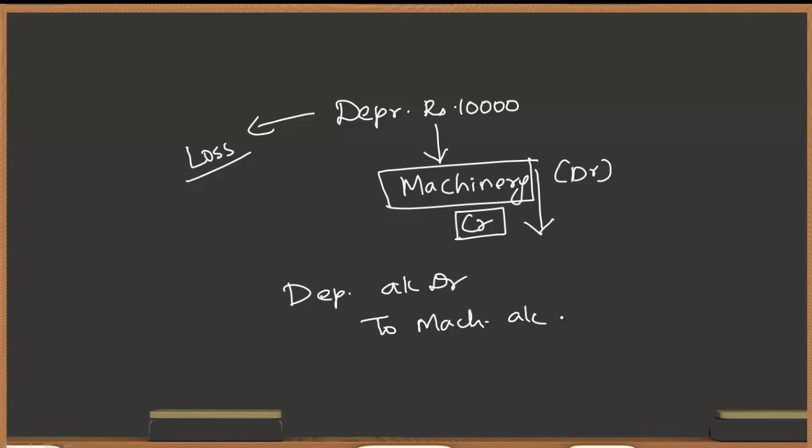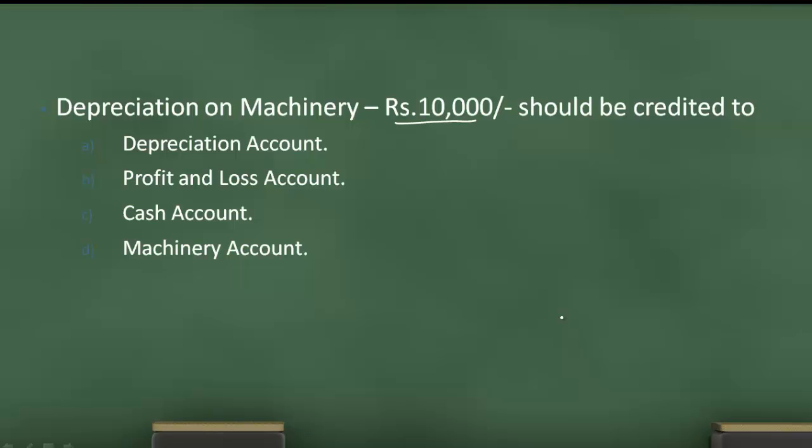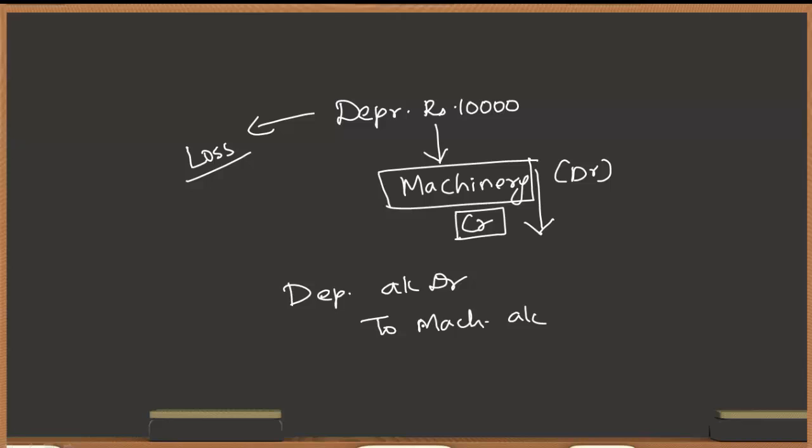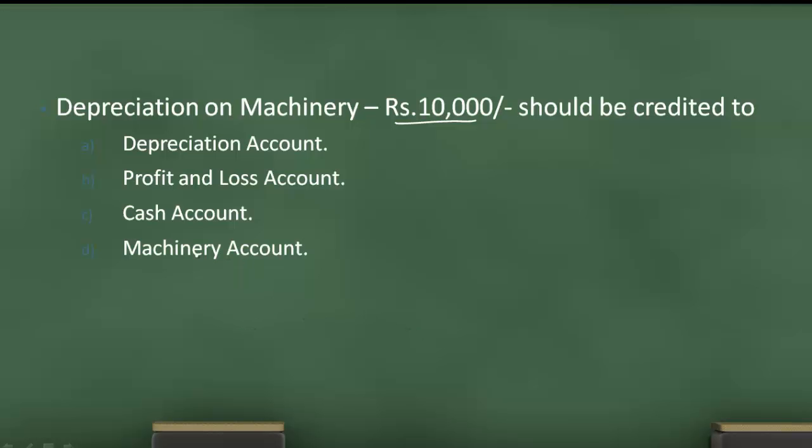So let's go back to the question. What does the question say? Depreciation on machinery should be credited to which account? It is machinery account. So just see, do we have that? Yes, answer is D, machinery account.